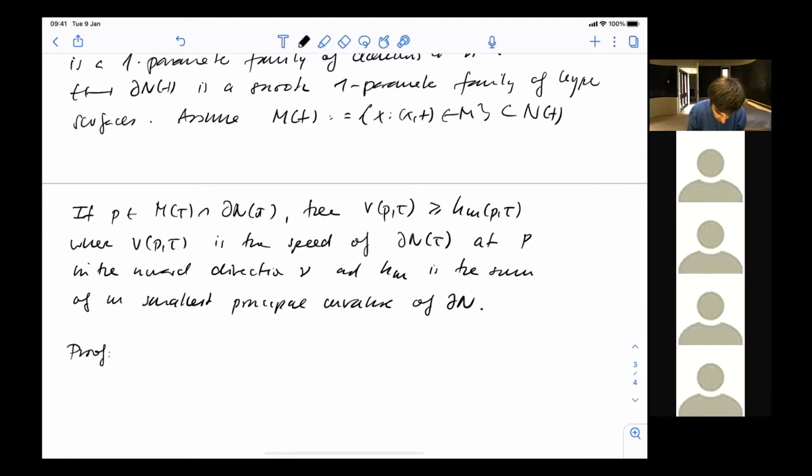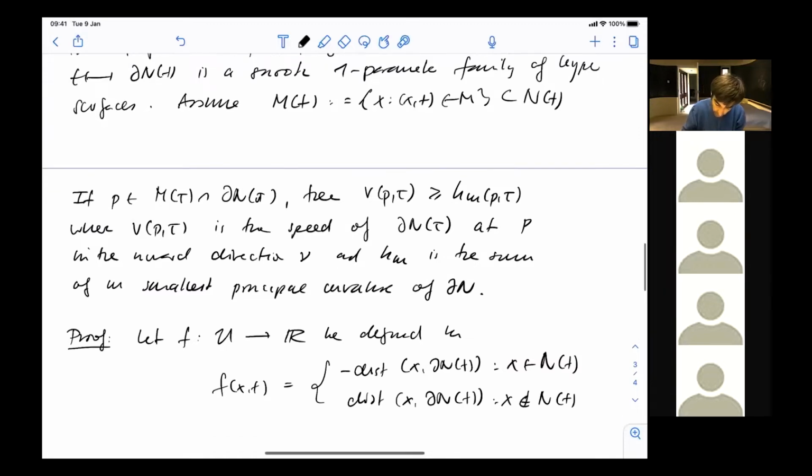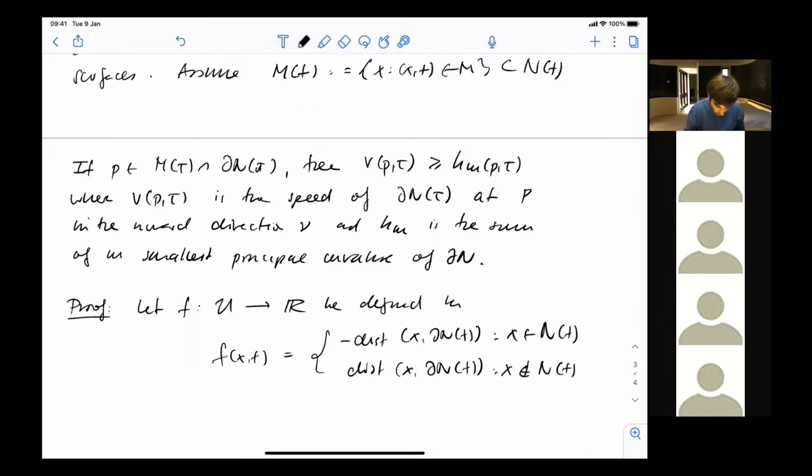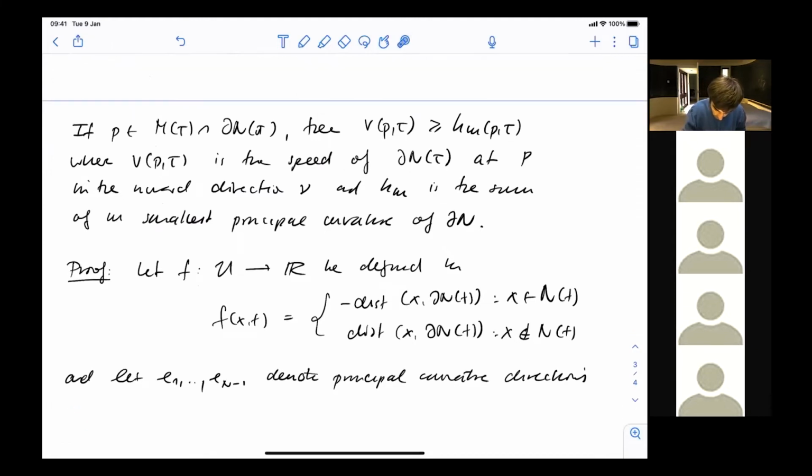Okay, now let's do the proof. The proof is more or less pretty clear. We use the distance function to the boundary. Let f from U to R be defined by f of x, t is minus the distance to dN of t for x in N of t, and the distance to dN of t if x is not in N of t. So we take the distance function negative to the inside. And let e1 up to e_{n-1} denote principal curvature directions of dN of t at p.